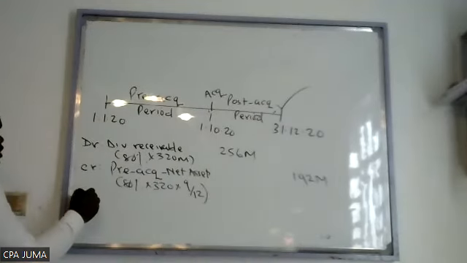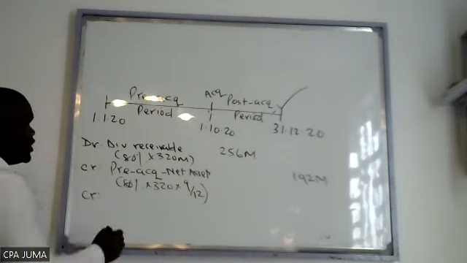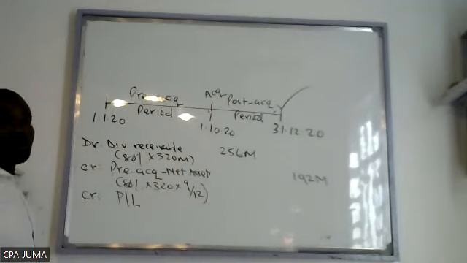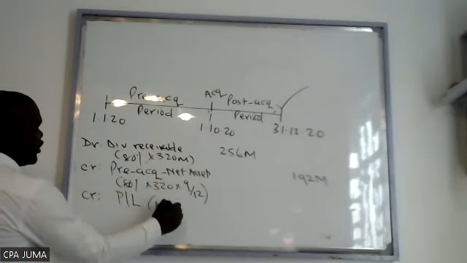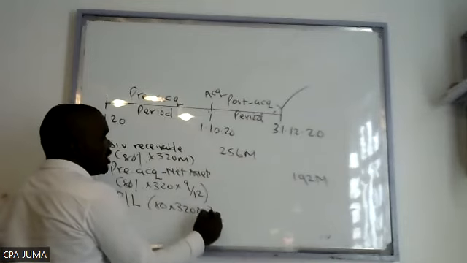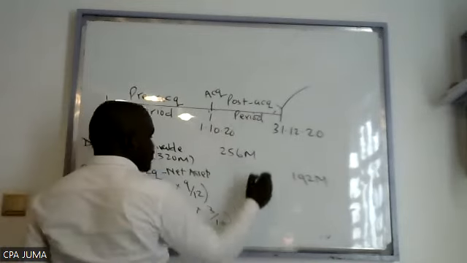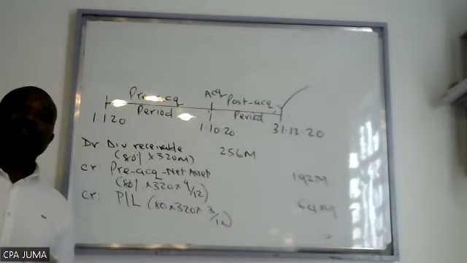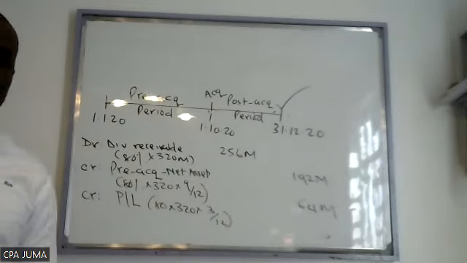Then they will credit P&L, profit or loss, with post-acquisition, which will be 80% of 320, but from October to December it is only 3 months. So that is 64 million. So that's how they need to recognize those dividends.